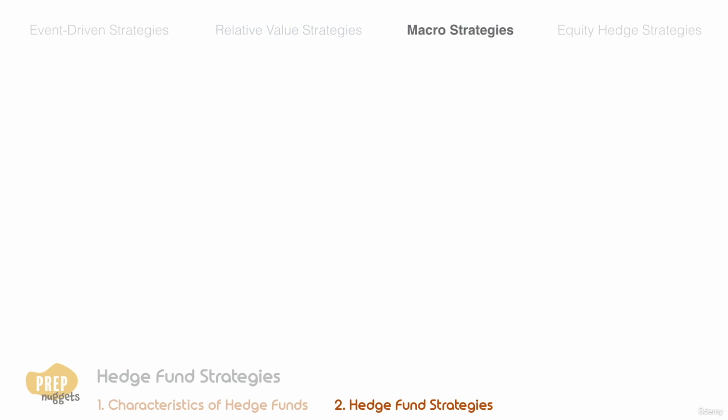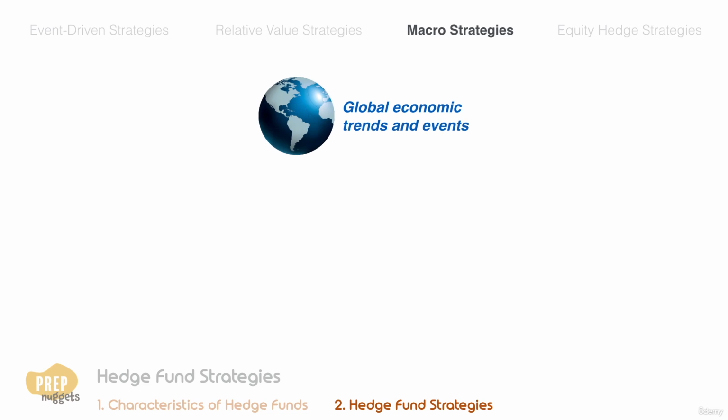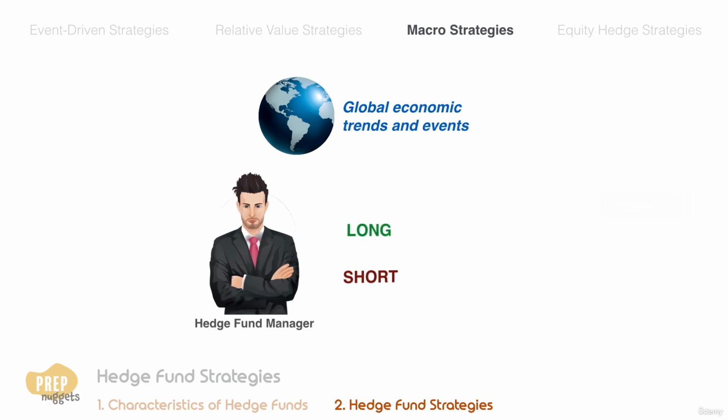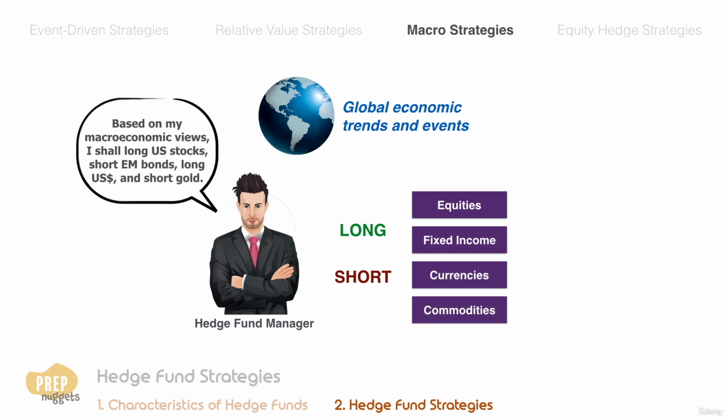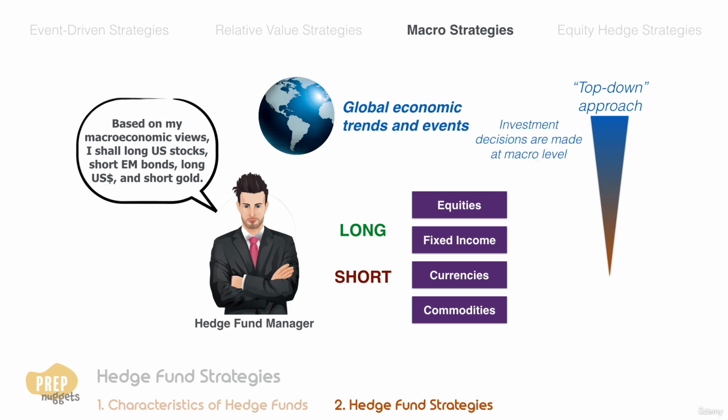Macro strategies are based on global economic trends and events. The hedge fund manager may take long or short positions in equities, fixed income, currencies, or commodities based on his view on overall market direction for each of these asset classes. Such strategies are said to have a top-down approach, as the investment decisions are made at the macro level.